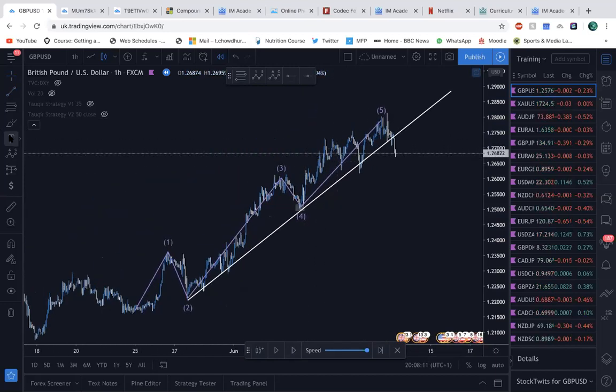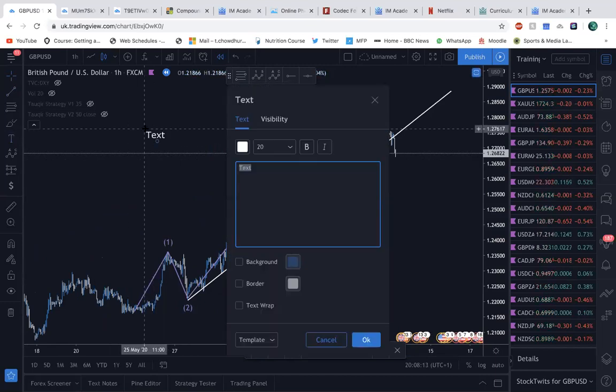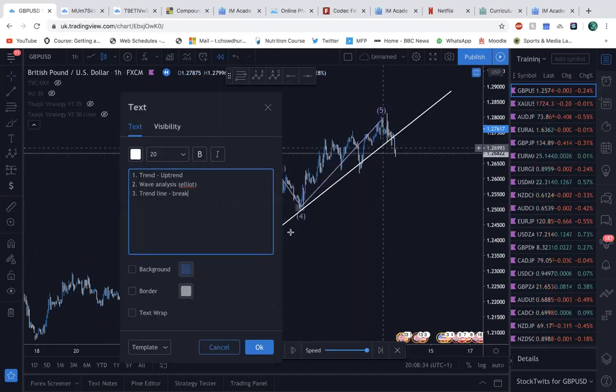Cool. So let's recap. First of all, what did we do? We found the trend. So in this case, it was an uptrend. Second of all, what did we do? We found the wave analysis, which we were using Elliott waves. Third, we drew up our trend line and we waited for the break of the trend line. As you can see, the market broke the trend line right there. So those are the first 3 steps. The fourth step now is this.